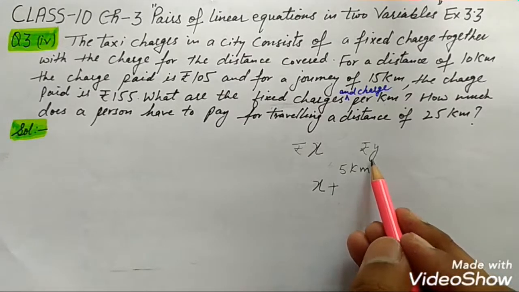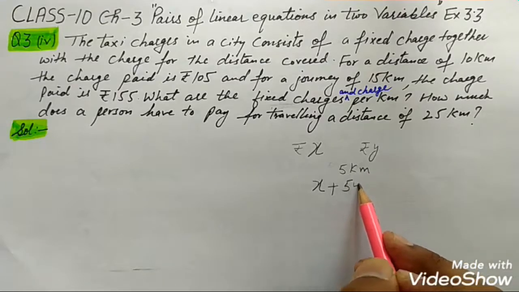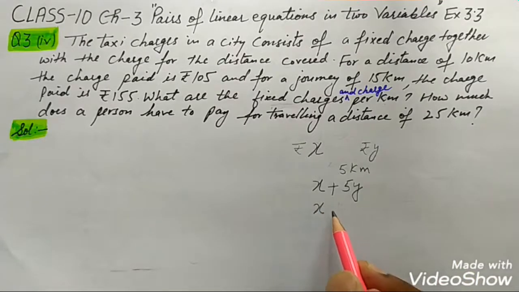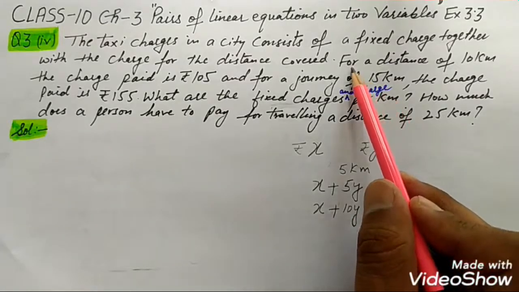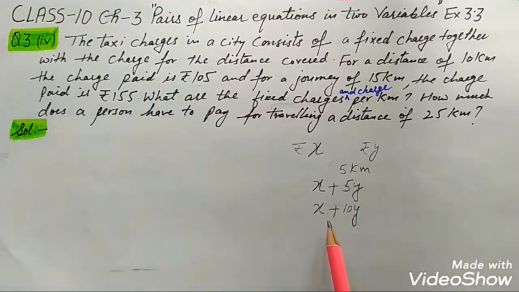If I'm going 1 kilometer, I need to pay 1y. If I'm going 2 kilometers, I need to pay 2y. 3 kilometers, 3y. So for 5 kilometers, 5y. So for a distance of 5 kilometers, I need to pay x plus 5y. Suppose I have to go 10 kilometers. So I'll pay the fixed charge, plus for 1 kilometer 1y, 2 kilometers 2y, up to 10 kilometers 10y. So for 10 kilometers I need to pay x plus 10y. In the question it says that for a distance of 10 kilometers the charge paid is rupees 105. It means this is the charge paid for 10 kilometers, so it will be 105.